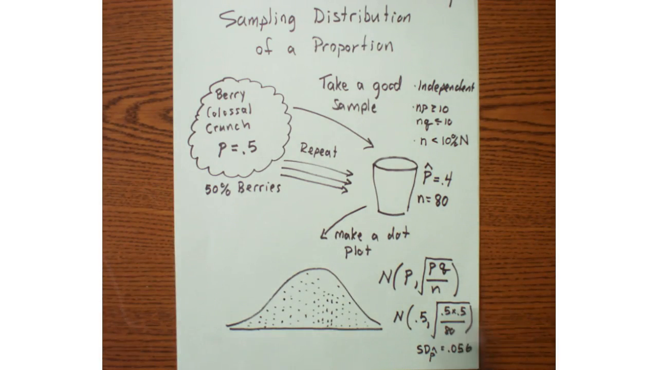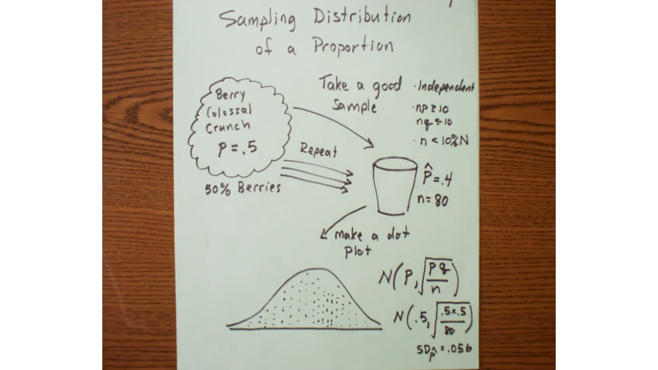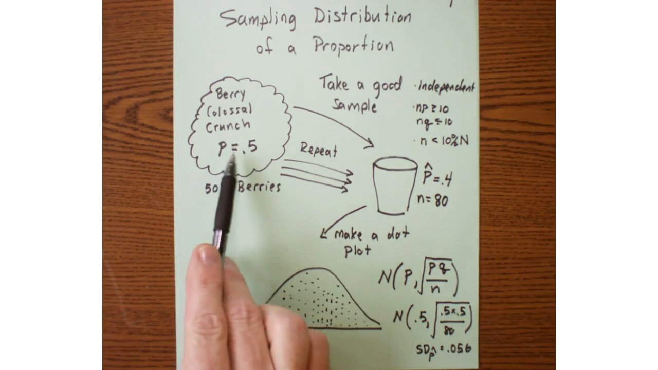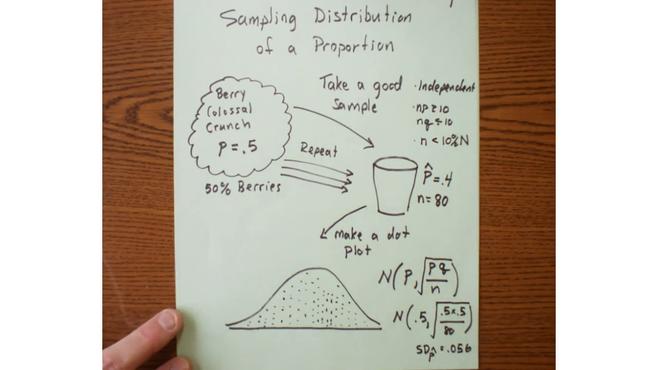If you recall, let's pretend our population is all cereal that is Berry Colossal Crunch, and suppose the population proportion of berries is 0.5, so 50%. 50% of my cereal is berries.